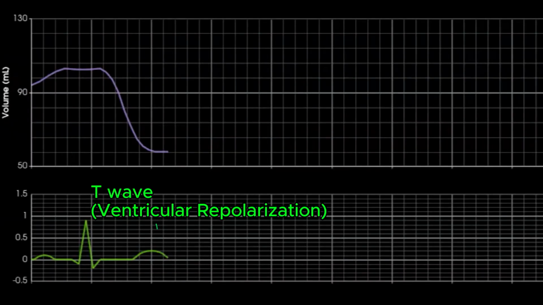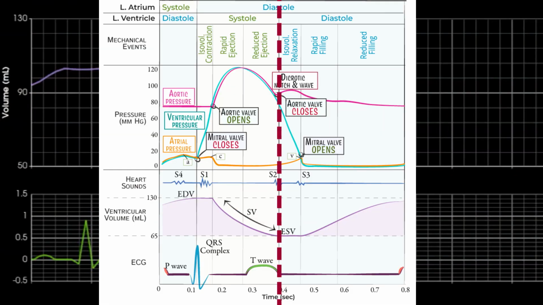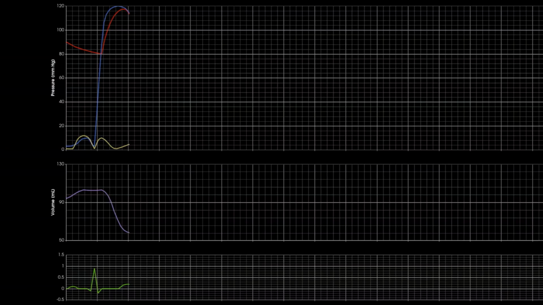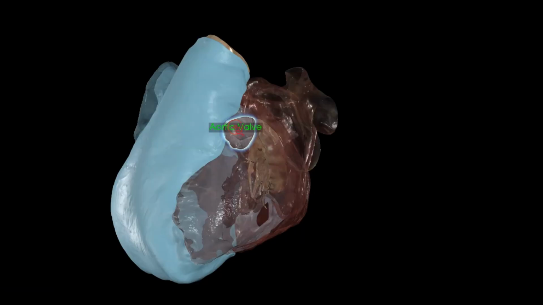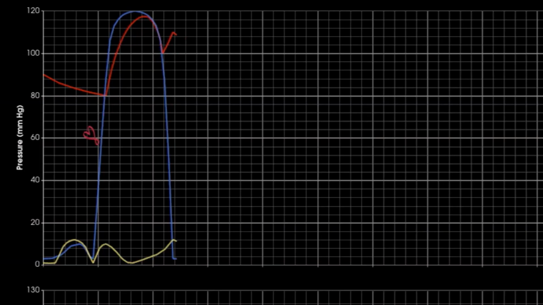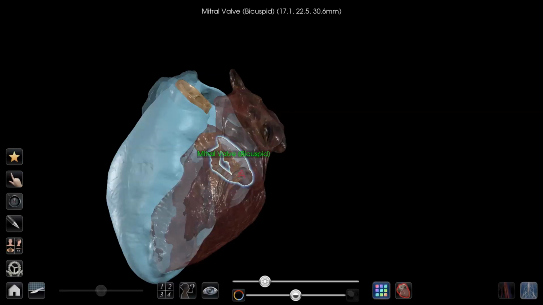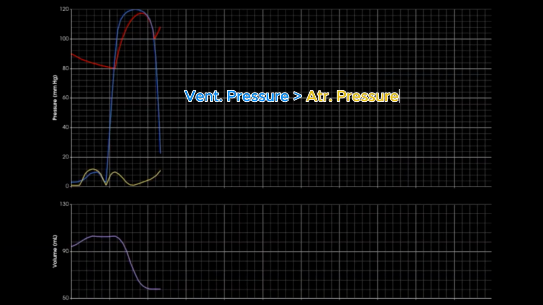The T wave here signifies ventricular repolarization at the end of ventricular systole. As the ventricle begins to relax, the pressure within the ventricle begins to fall, and once ventricular pressure is lower than aortic pressure, the semilunar valves will once again close. The closing of the semilunar valve will cause mild turbulence seen as the dicrotic notch. During this period, the AV valves will remain closed since the pressure in the ventricles still exceeds atrial pressure.